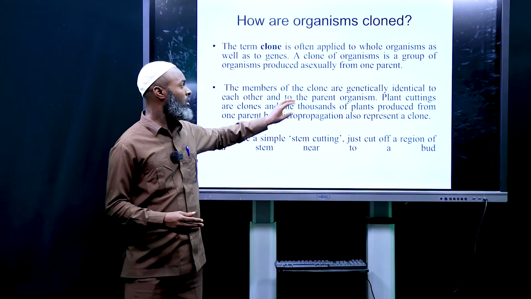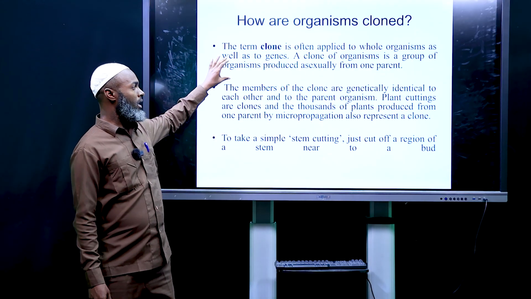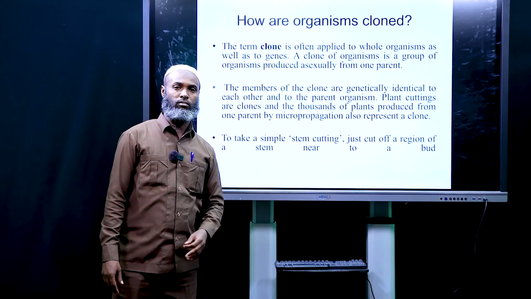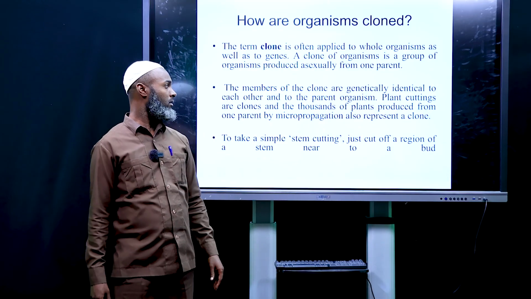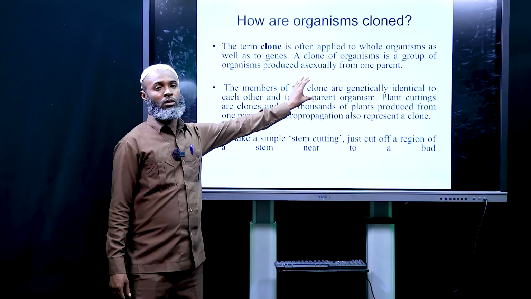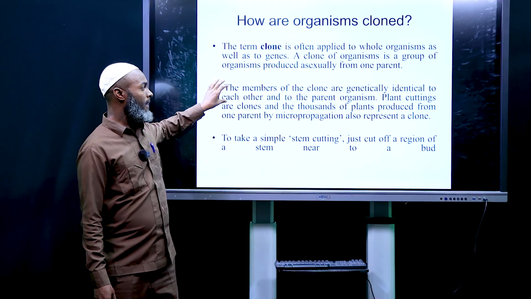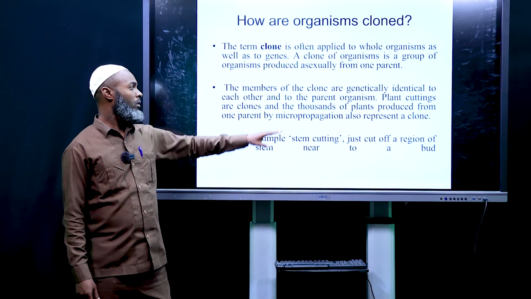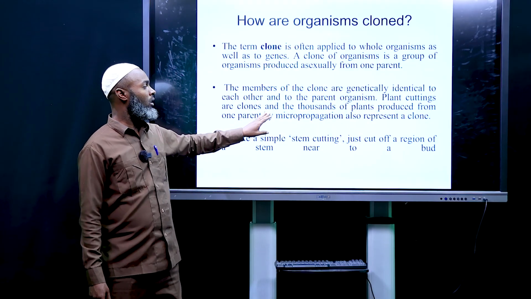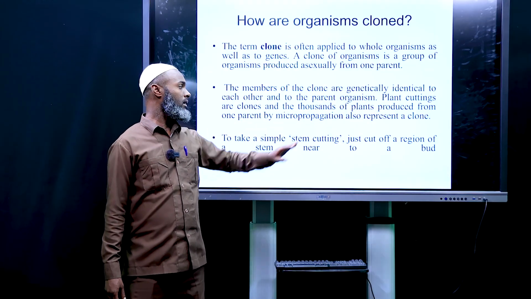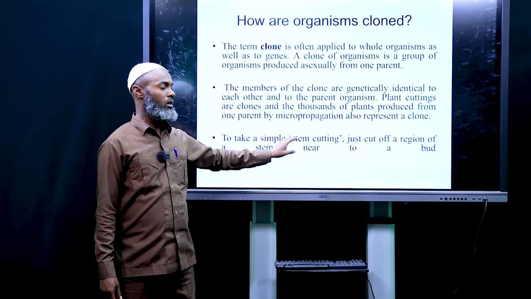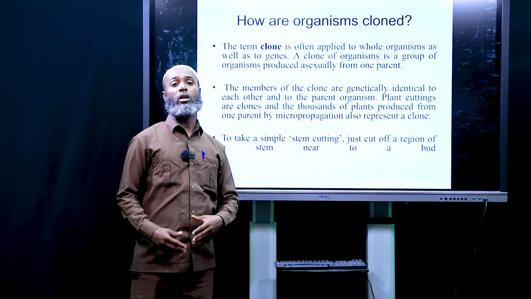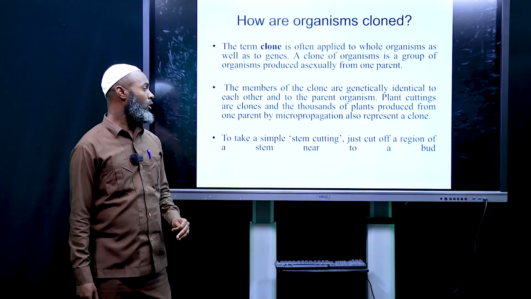Only one parent is involved here. The members of the clone are genetically identical to each other and to the parent organism. This is very common in plants. So the offspring are similar to each other and to their parents. Plant cutting and cloning, and thousands of plants produced from one parent by micropropagation, also represent a clone. So one example of cloning is micropropagation.